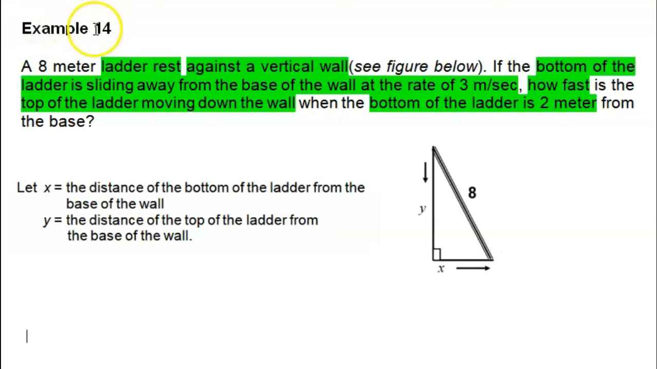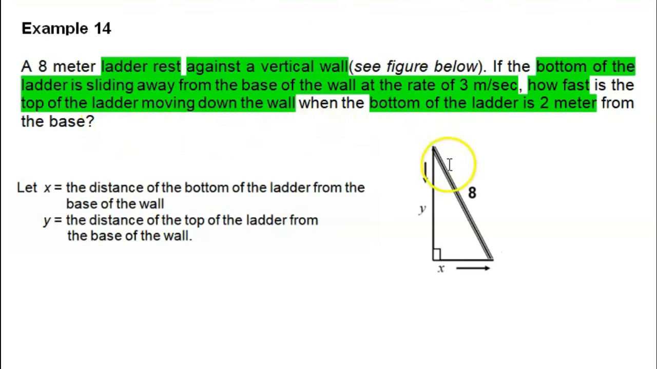Example 14. An 8-meter ladder rests against a vertical wall. If the bottom of the ladder is sliding away from the base of the wall at a rate of 3 meters per second, how fast is the top of the ladder moving down the wall when the bottom of the ladder is 2 meters from the base?